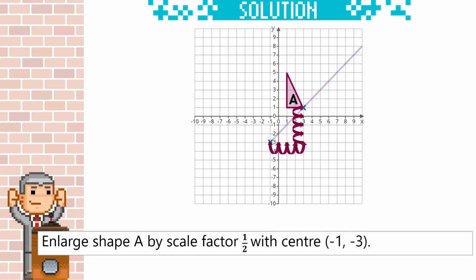The scale factor is 1/2, so we're going to go half those distances. So instead of 4 to the right, we're going to go 2 to the right, and instead of 4 up, we're going to go 2 up. And our new point will be here. We're going to repeat this for the top vertex. And this time we go 2 to the right and 8 up. So we're going to go 1 to the right and 4 up.